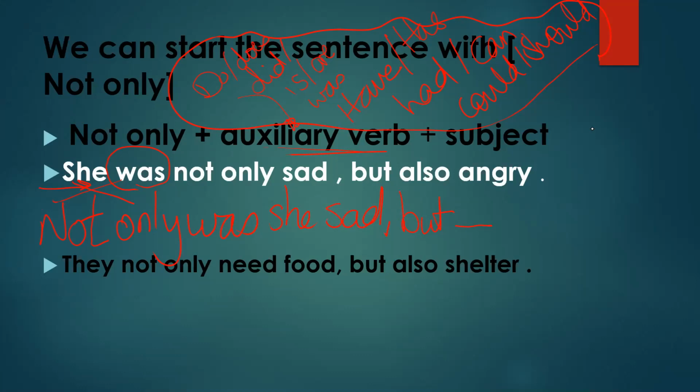So, they not only need food, but also shelter. If I asked you here to answer using not only, I'm going to write not only. I'll begin my sentence with not only. So not only. Where is the auxiliary verb here? Miss, by auxiliary verb, do you mean the verb itself? No, not the verb. I want to change it into a question. I want to change it into a question.